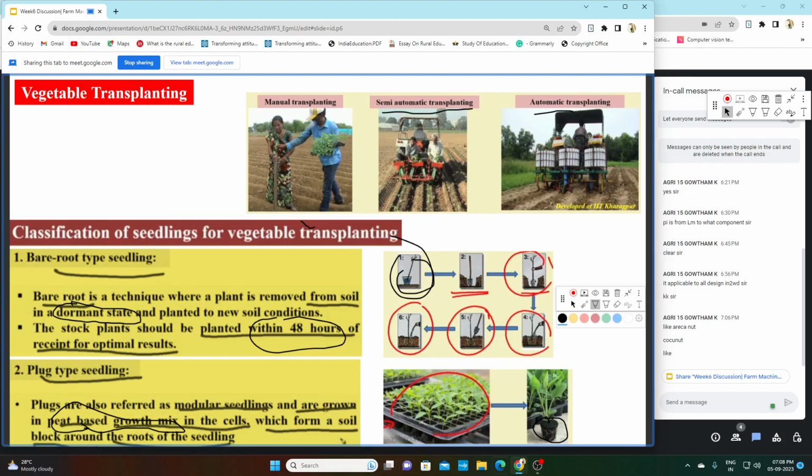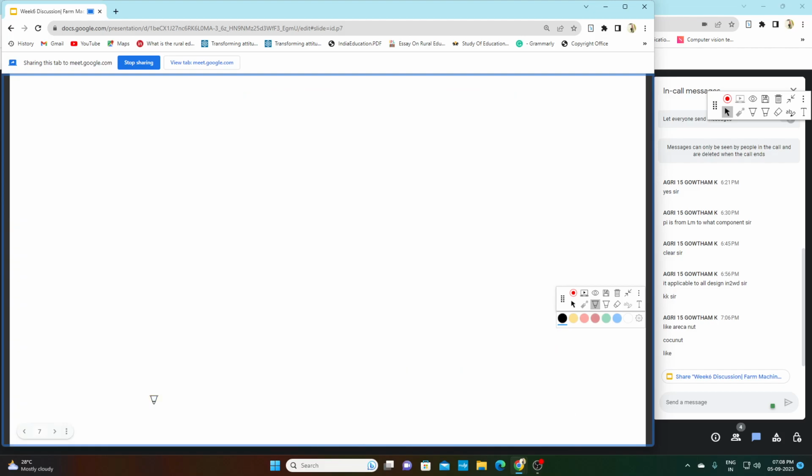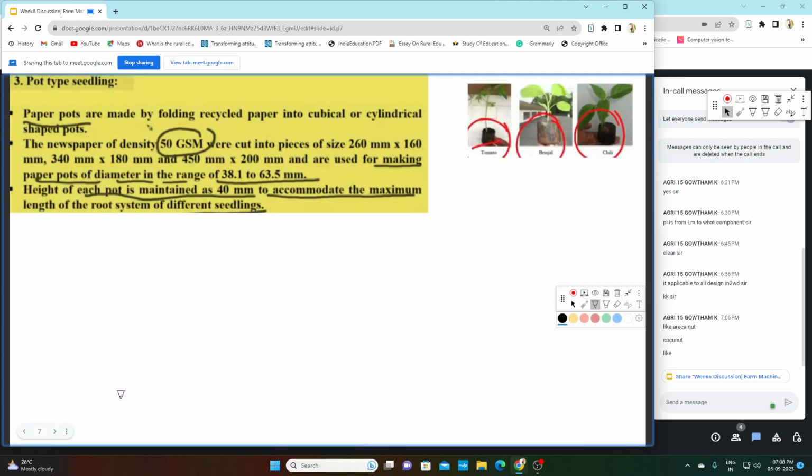So we are also taking the soil, or this peat based soil, along with the root. So this is plug type seedling. Now third is pot type seedling.